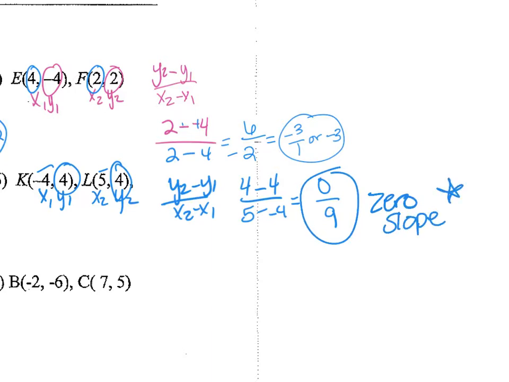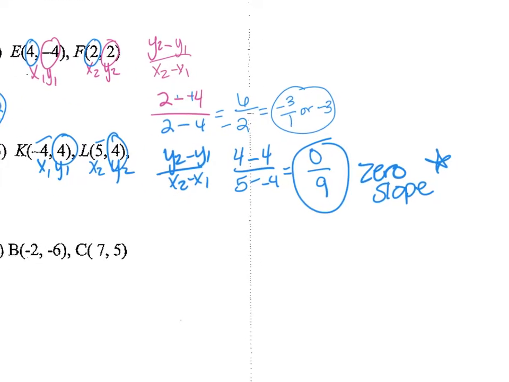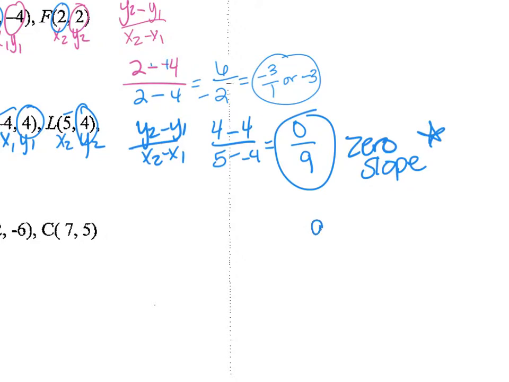Okay? The opposite of that, say we got 9 over 0. That's going to be those undefined slopes like we looked at yesterday. Undefined slope. Like that.